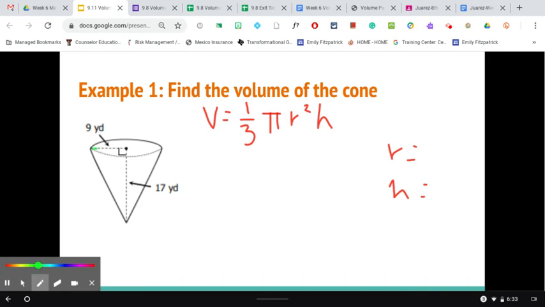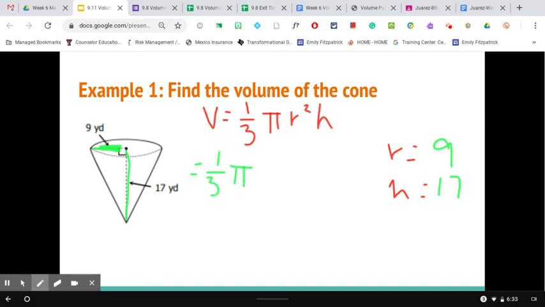So you can see that the radius is 9. And the height is how tall the cone is. That's 17. We plug them into our formula. 1/3 times pi times 9 squared times 17.